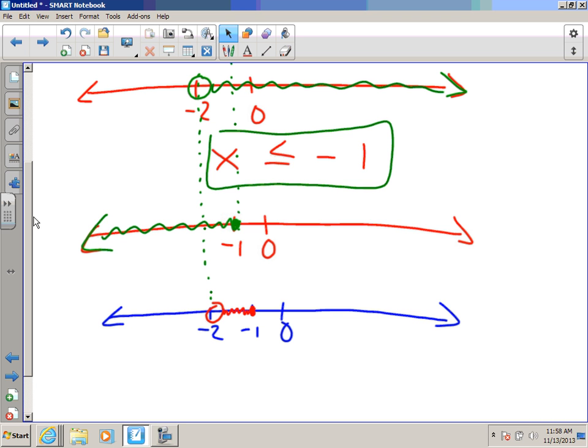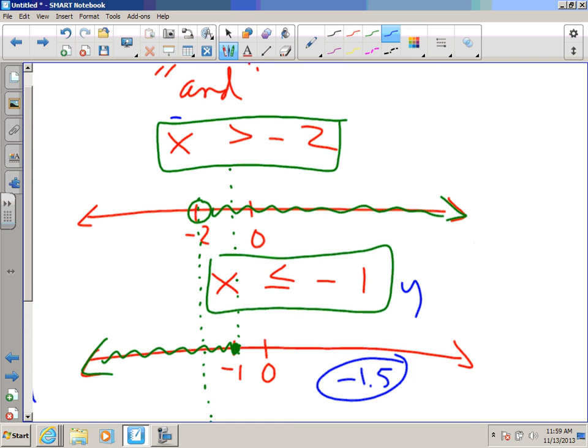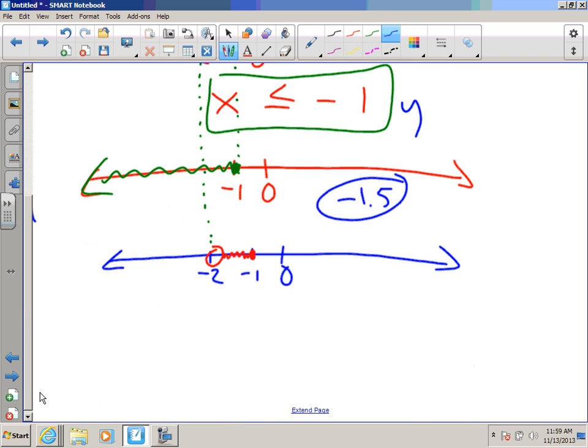Give me a value that would be shaded. -1.5. Let's test that against both of these inequalities. Is -1.5 less than or equal to -1? Is it further away from 0? Yes, so I put a yes by that one. Negative 1.5, is it greater than a negative 2? Is it a little bit closer to 0? So I could say yes there. Therefore, you're very limited on what can be used.